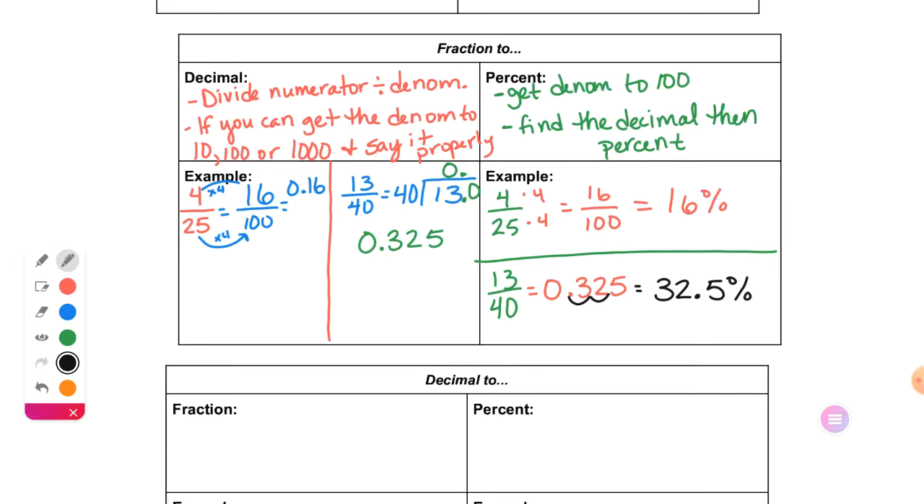Okay, we good with that one? They're all pretty simple. It's just when you get them all together on one piece of paper, remembering, do I move it to the left? Do I move it to the right? When do I put it over 100?